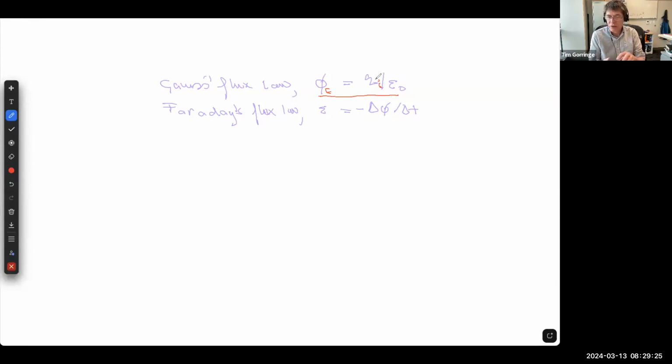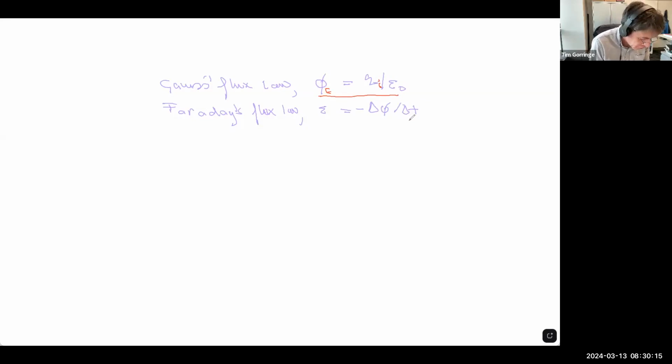However, Gauss's flux law is important and useful because it's a new way of thinking about charges and the fields that charges create. It's a way of thinking about charges as sources or sinks of electric flux, of lines of electrical field. And it's also important because it's frequently a handy tool, a very useful tool, for solving problems involving electrical fields and electrical fluxes and electrical charges.